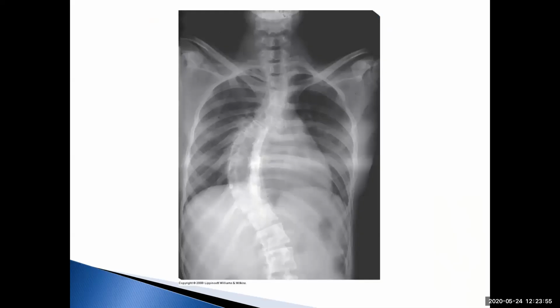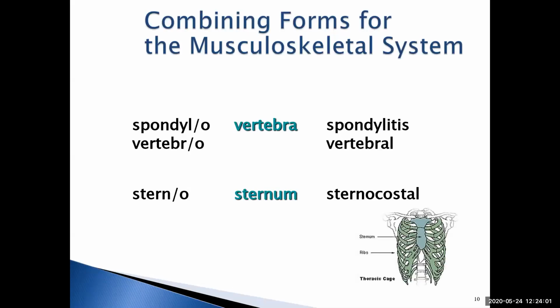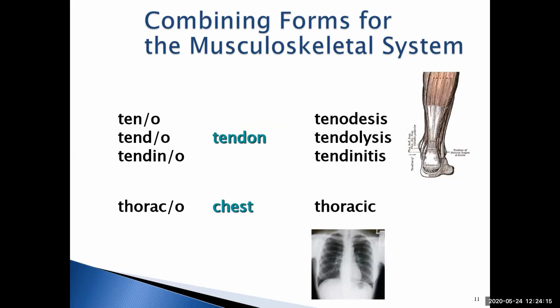Here it shows you an x-ray, which would be scoliosis. You can see that curvature of the spine. Spondylo or vertebral is referring to the vertebrae, so spondylitis, vertebral. Sterno is a sternum, so that bone right there that holds your ribs together in the front of your chest. It shows you on that picture. Teno, tendo, and tendino are all tendons.